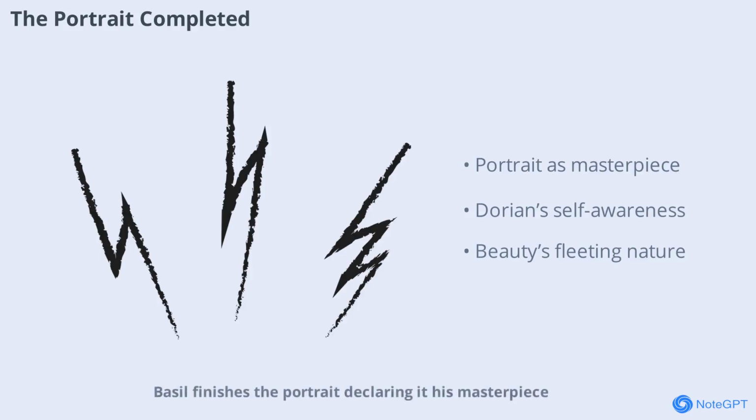Basil finishes the portrait, declaring it his masterpiece. The painting is a stunning likeness of Dorian, capturing his beauty and vitality. Lord Henry congratulates Basil while Dorian gazes at the portrait with a mix of wonder and anxiety. For the first time, Dorian becomes acutely aware of his own beauty and the fleeting nature of youth. The portrait serves as a mirror, reflecting not just his appearance but the deeper truths about his life and desires.